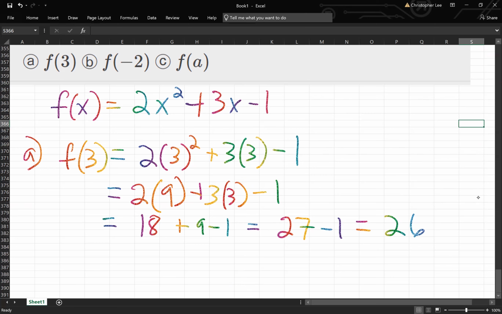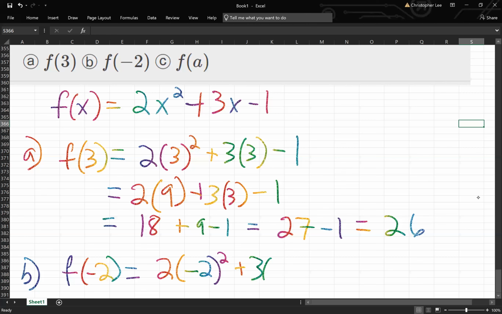Let's try B. B's a little bit harder. For B, they want f of negative 2. I'm going to do the same thing though. Everywhere I got an x, I'm going to plug in a negative 2, do the math, and I'm going to get the answer. So I'm going to have 2 times negative 2 squared plus 3 times negative 2 minus 1. Everywhere I got an x, I'm plugging in the negative 2. Let's do the math real quick.